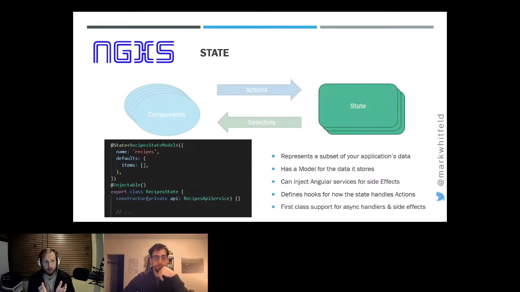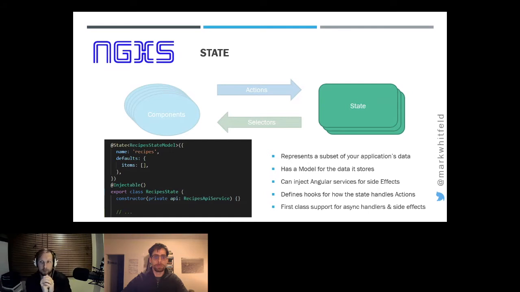Okay, so what's the next part? Is the state. So this represents a subset of your application's data. Usually when you're using Redux-based state management, there's a global state, and you have to think about this global state all the time. NGXS has that behind the scenes, but the way that we represent our state is once again using classes, and it's got a decorator on top.